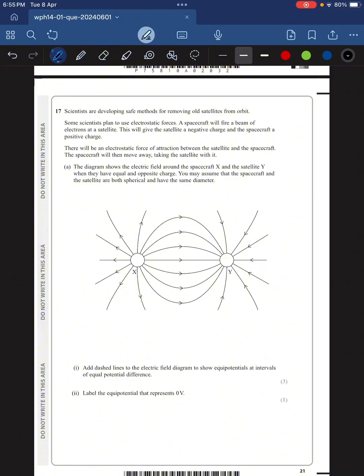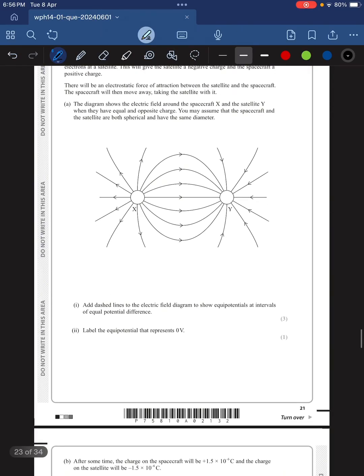Okay, question A. The diagram shows the electric field around the spacecraft X and the satellite Y when they have equal and opposite charge. You may assume that the spacecraft and the satellite are both spherical and have the same diameter, okay?